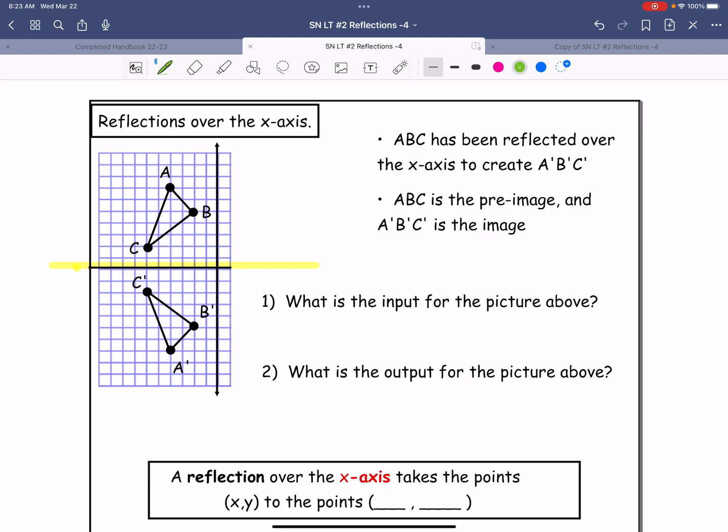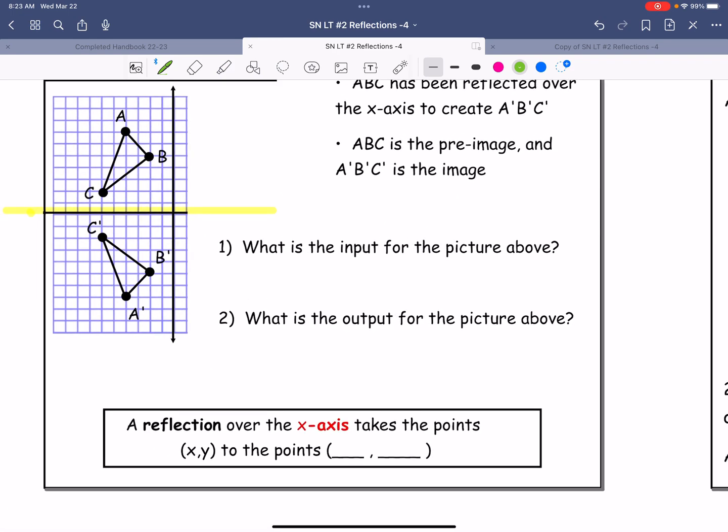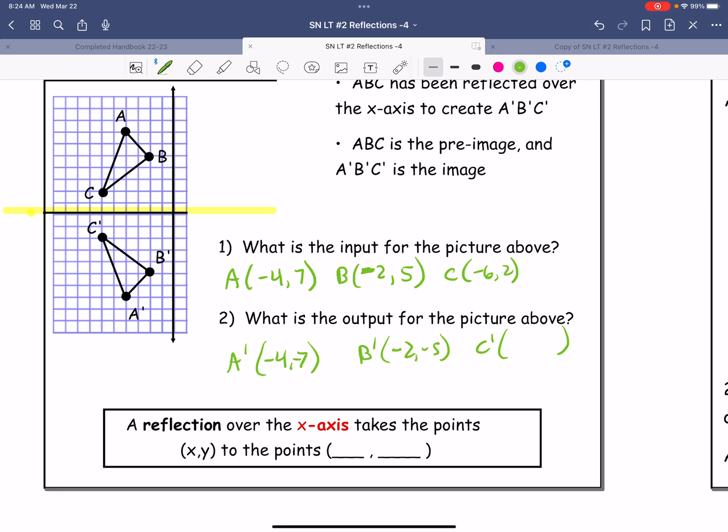So let's get our coordinates for this, which is A is at (-4, 7). B is at (-2, 5). And C is at (-6, 2). Get the coordinates for the primes. Write those down. And then let's look for a pattern here.